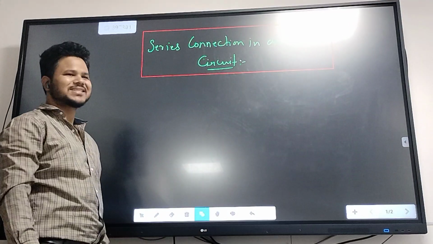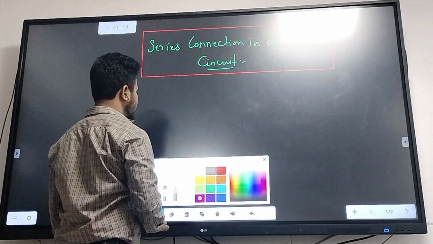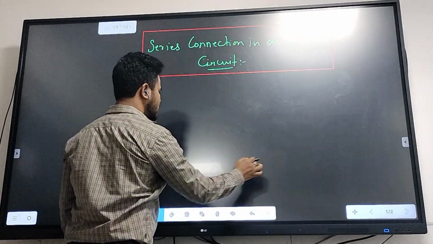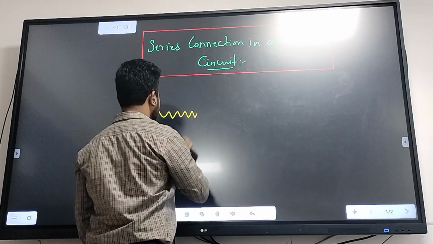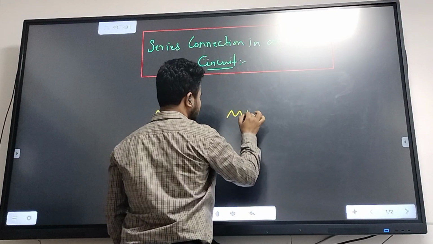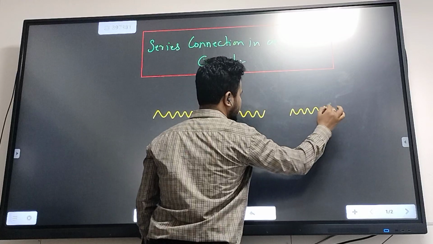So first of all, what is a series connection? Let's say we have got some resistances. Let's say this is the symbol of a resistance. This is the first resistance, this one is the second, and this one is the third resistance.